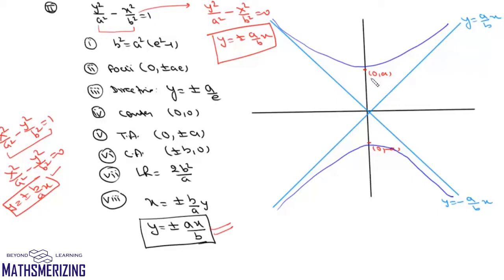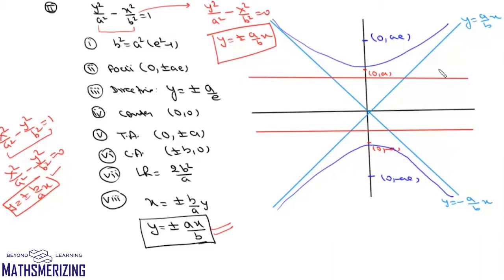Again it has two branches, one above the x-axis and one below the x-axis. And then we have focus, directrix, everything on the y-axis. In this case, focus is at 0 comma ae and 0 comma minus ae. In the same way we have directrix, which is parallel to the x-axis. So this is y equals a upon e and y equals minus a upon e. So this is how we solve questions on the standard form of hyperbola for both the forms, the first form as well as the second form.